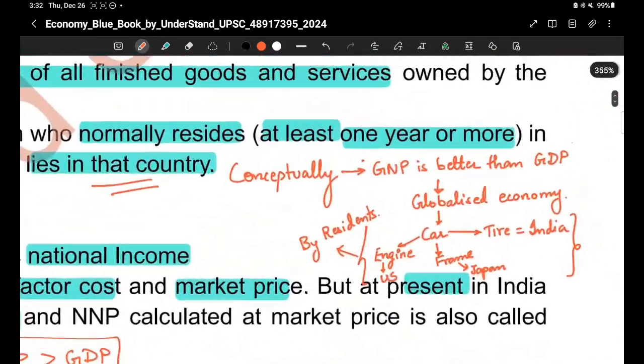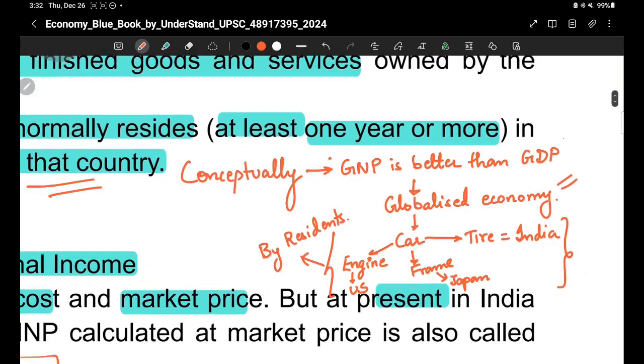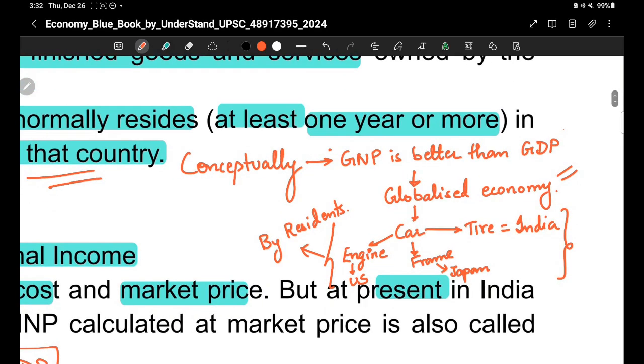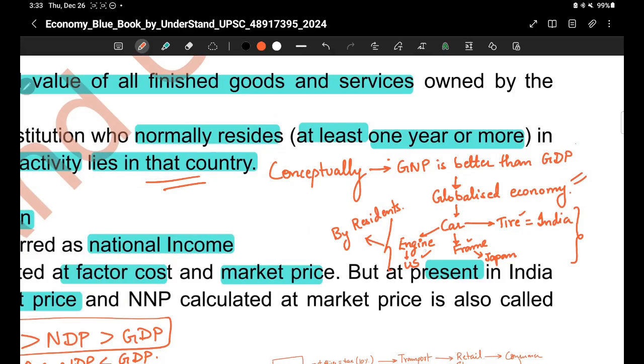Why? Because in a globalized economy, let's say if you want to make a car, it has so many parts, engine, frame, tire, and all that. Let's say I go to US for making the engine, okay? Then you go to Japan for making the frame, and in India the tire gets manufactured. Now all these parts are being manufactured at different parts of the world, right? If it was GDP, this wouldn't have been accounted because it is included only in the domestic territory.